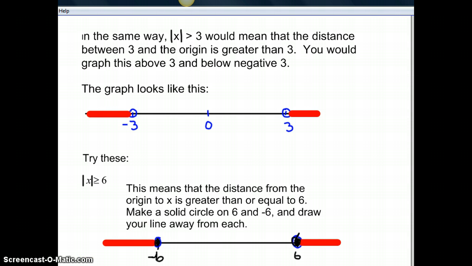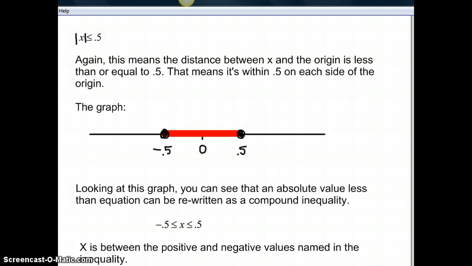If we look at the absolute value of x is less than or equal to 0.5, that means the distance between x and the origin is less than or equal to 0.5. That means it's within 0.5 on either side of the origin. So it goes to positive 0.5 and negative 0.5. And you can see we filled in both the 0.5 and the negative 0.5 because they're included in the solution. Looking at the graph, you can now see that the absolute value with a less than can be rewritten as a compound inequality.